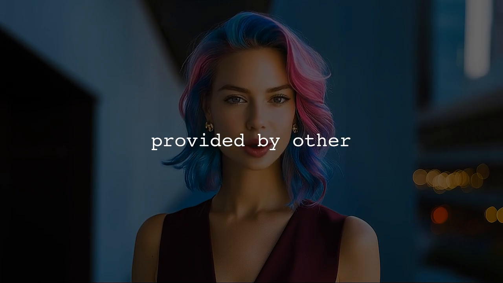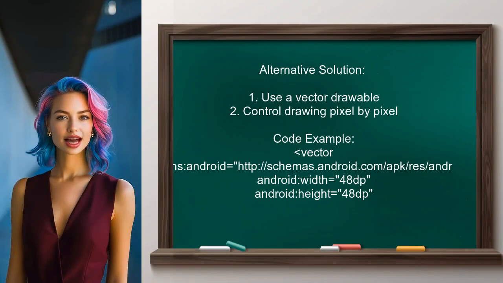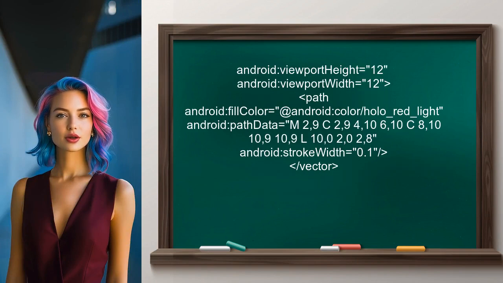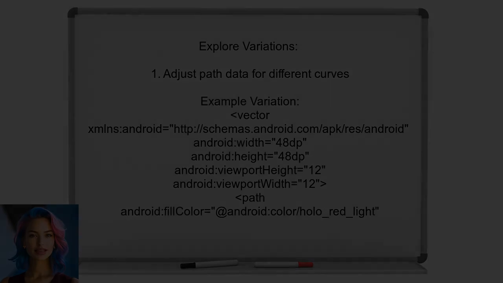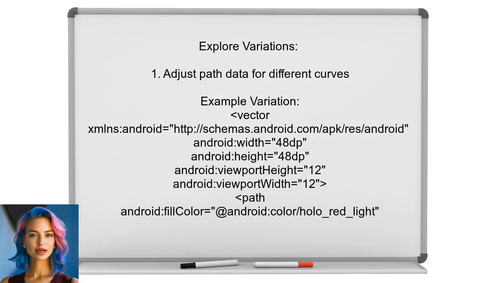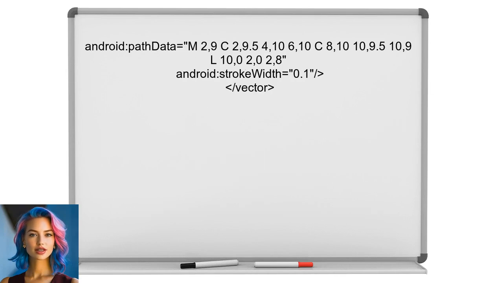Now, let's look at the answers provided by other users. An alternative approach suggests using a vector drawable for creating a curved bottom border rectangle. This method allows for more precise control over the drawing. The user also provides variations of the vector drawable code, showing how small changes can create different curve effects. This flexibility can enhance your design.